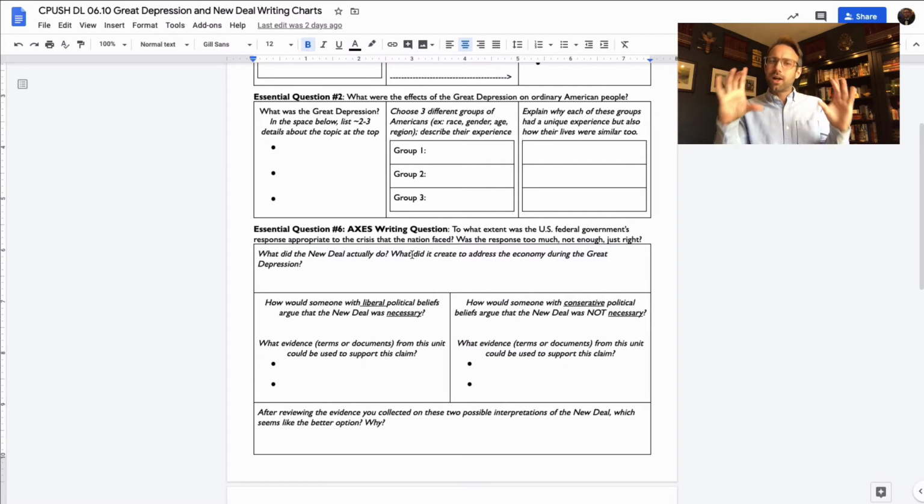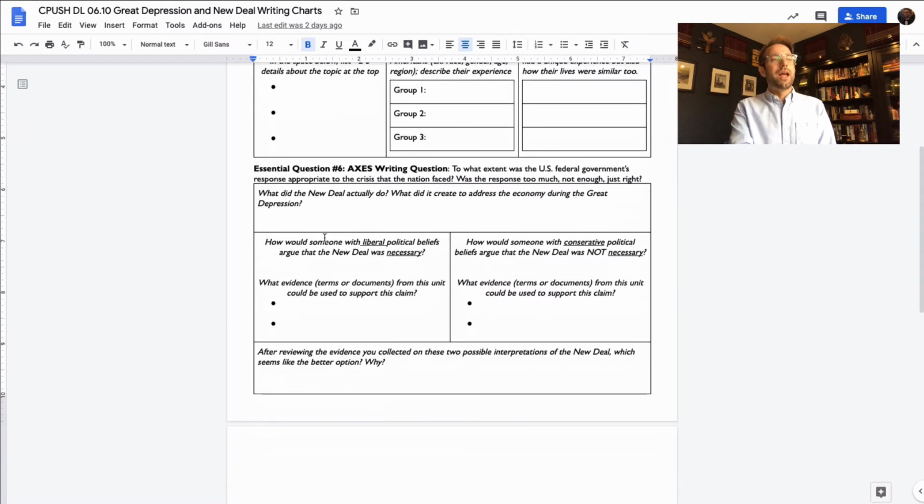So the way to follow this process, and again, it builds on all the things we've been doing this entire unit, is to start with this question here. What did the New Deal actually do? In this case, you'd probably have to revisit lesson number 6, which was about the New Deal agencies. What did it create to address the economy during the Great Depression? So looking back at lesson number 6 for that would be helpful.